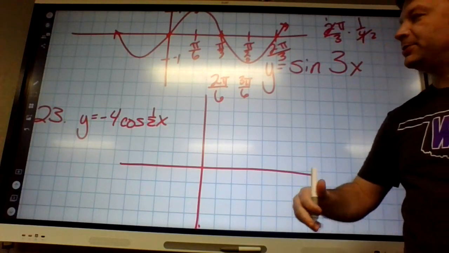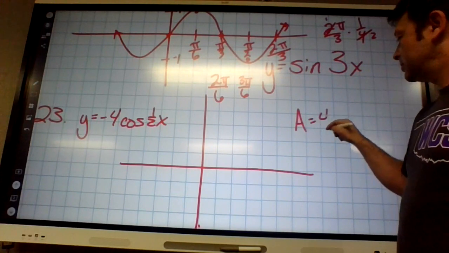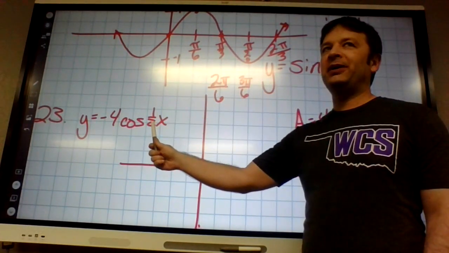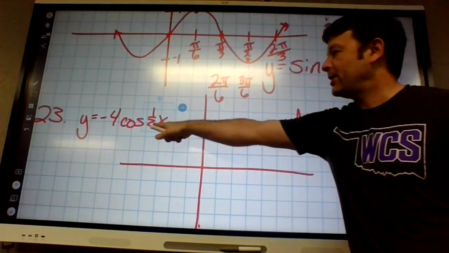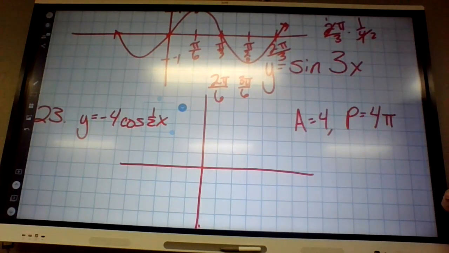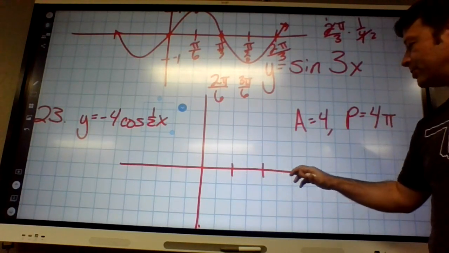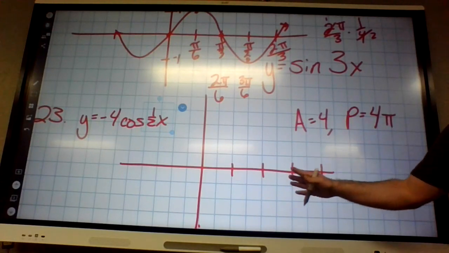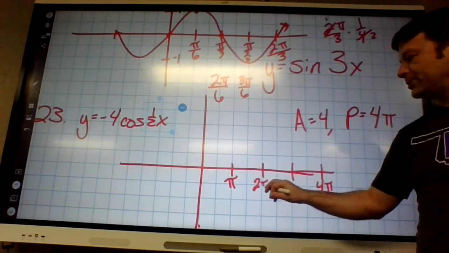Okay, what's the amplitude? That right there, 4. What's the period? 2 pi divided by 1/2. We had that earlier, remember? 2 pi divided by 1/2 is 4 pi. 4 pi is kind of an easy one to mark out because if the fourth mark is 4 pi, that means each of our marks represents a pi. So it'll just be 1 pi, 2 pi, 3 pi.